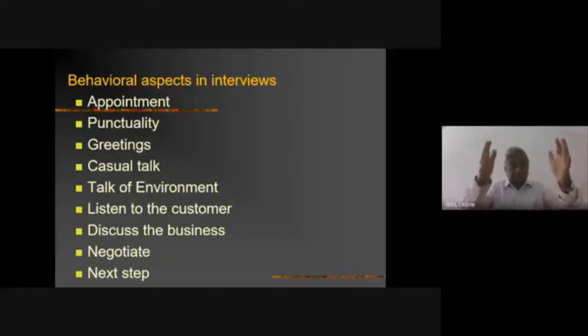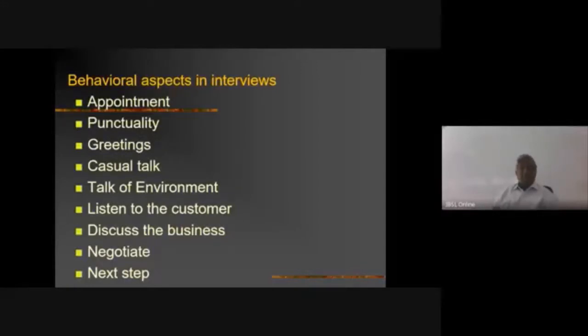So certain behavioral aspects in any type of interview, you have to maintain. Once again: the appointment, punctuality, greetings, welcome. I know there were some big people, whenever the customer comes, they go to the door, handshake. Now, of course, you can't shake hands. At least say hi and greet. Bring him, ask him to take his seat.